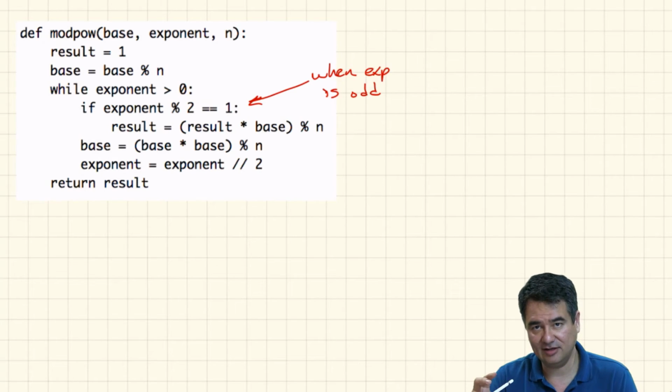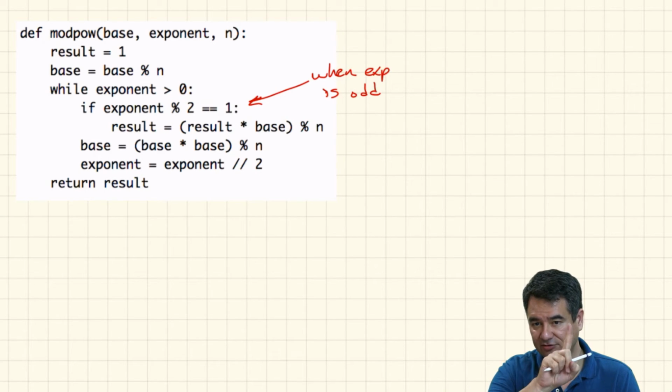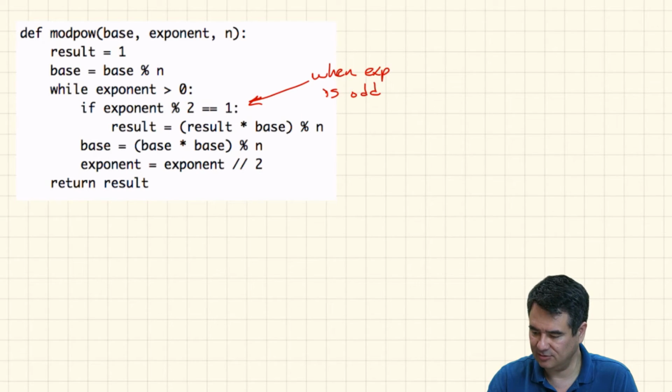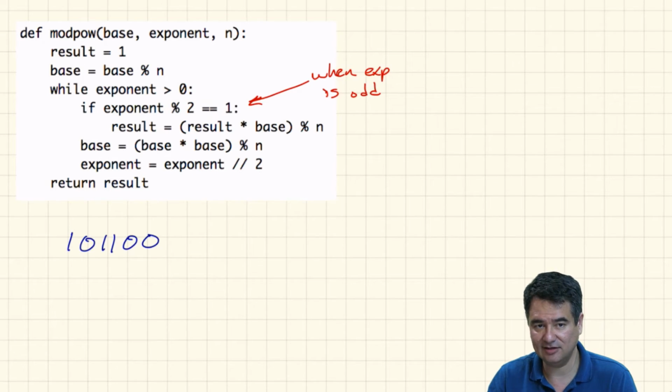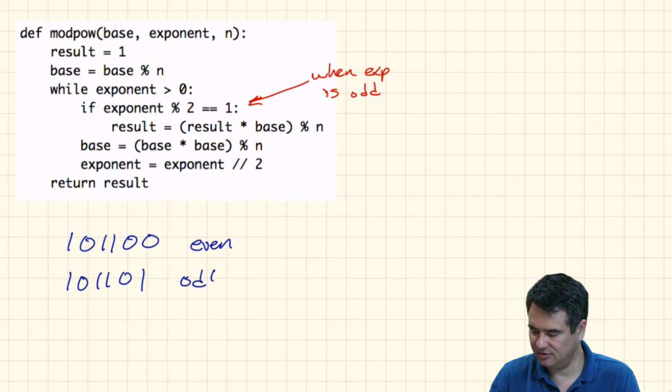Another way to think about it is in terms of binary. When a number is odd, there's a 1 sitting in the ones column. If I have a number like 101100, we can tell immediately that this number is even because there's a 0 sitting here. But if we have a number like 101101, we know this number is odd because there's a 1 sitting here. So this algorithm basically treats the number like it's a binary number.